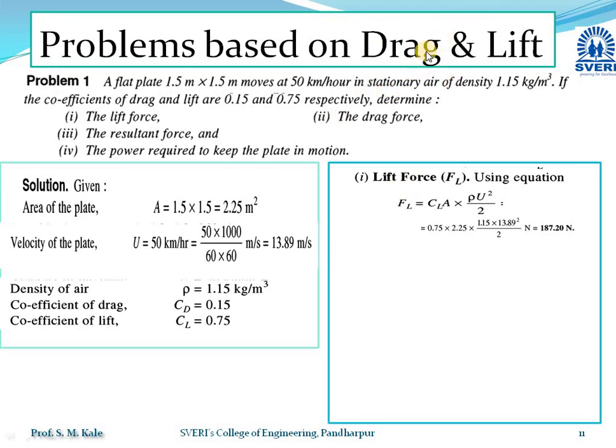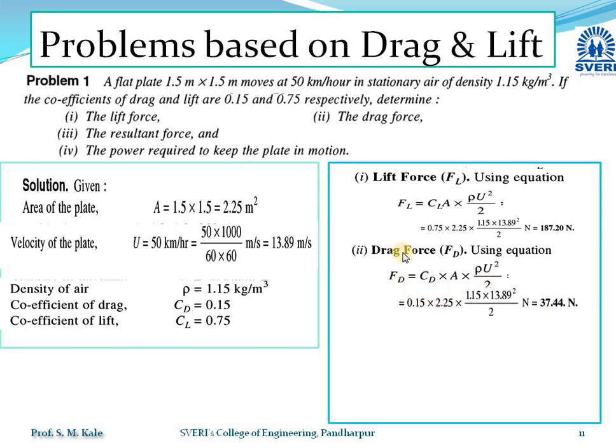Then second thing we have to find out the value of drag force. So for calculation of drag force we are using the equation, that is FD is equal to CD into area into rho U square upon 2. Here also we are knowing the value of CD. Value of CD is 0.15. Area of the plate is 2.25. Density of air we are knowing. Then velocity of the plate also we are knowing. So after putting all those values, here also we will get the value of FD, that is drag force. That value of FD will be in terms of Newton.